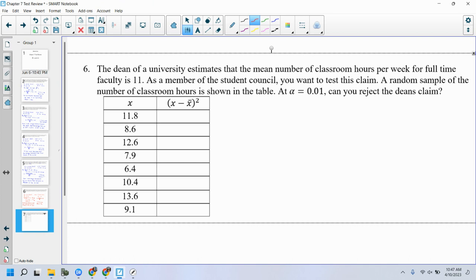As a member of the student council, you want to test that claim. A random sample of number of classroom hours is shown in the table. Now, what is my angle here? I just say I want to test that claim, but do I want to disprove or support it? Disprove, because the university estimates that the mean number of classroom hours is 11. So my null is mu is 11. Therefore, my alternative is that it is not 11.